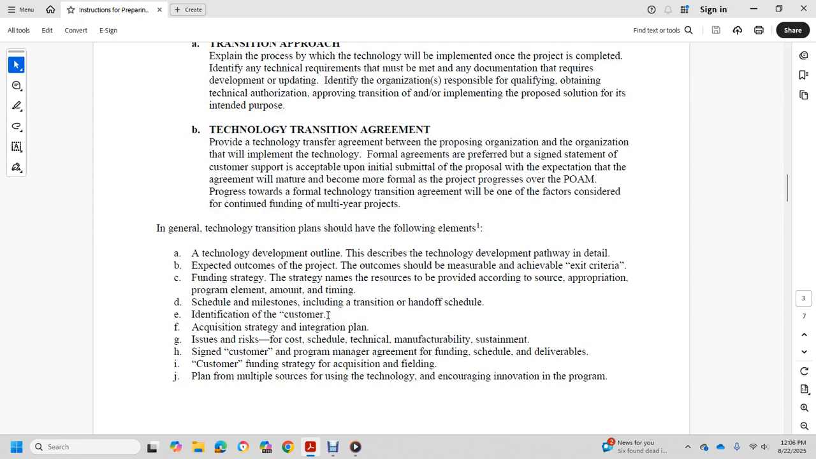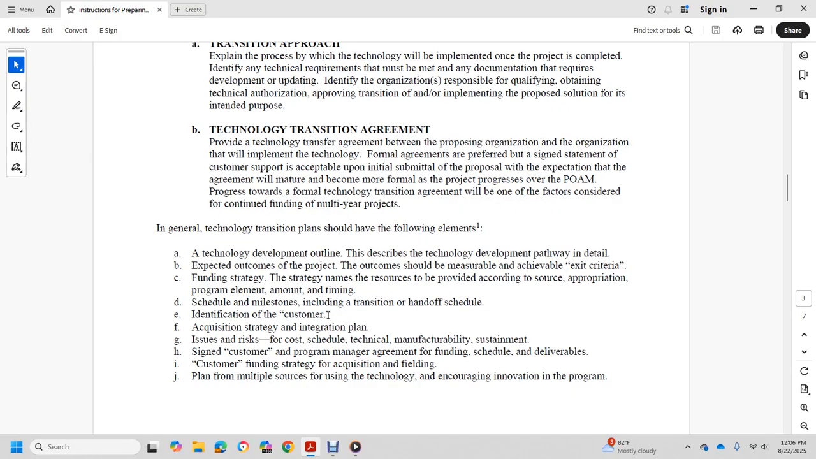In general, a technical transition plan should have the following elements. A. Technical development outline, with a description of the technical development, the pathway, and detail. B. Expected outcomes of the project. Outcomes should be measurable, achieved with the exit criteria. C. Funding strategy, which names the source of the funds, the program element, and the amount.